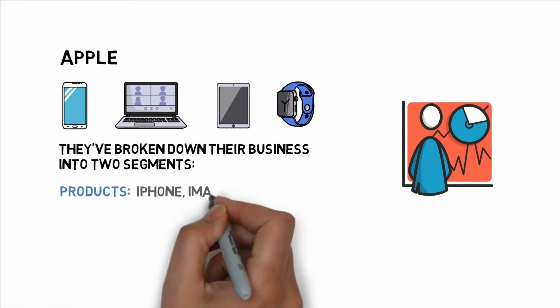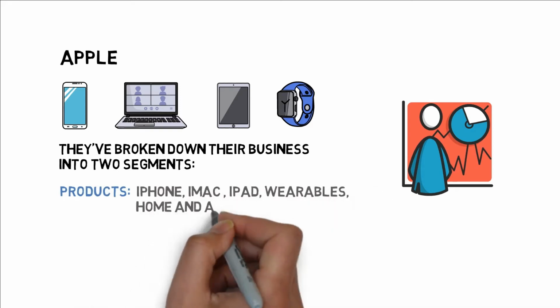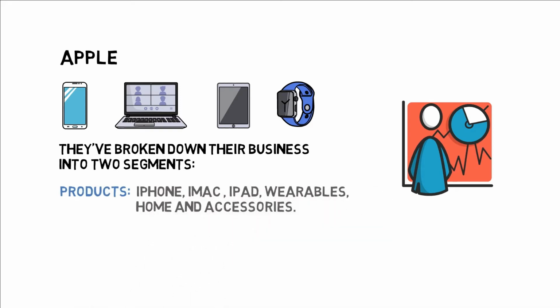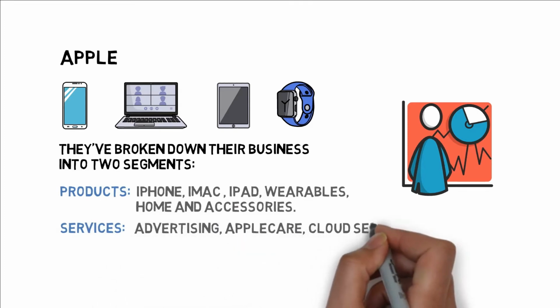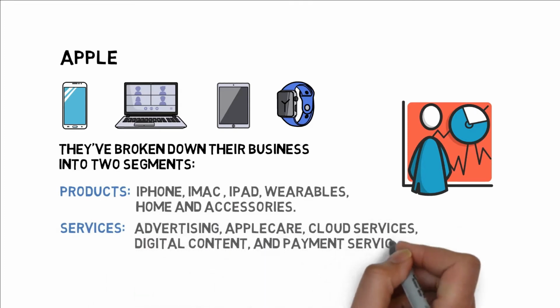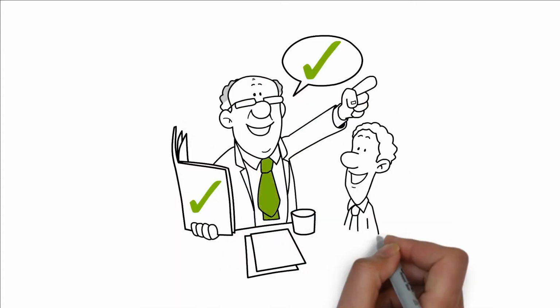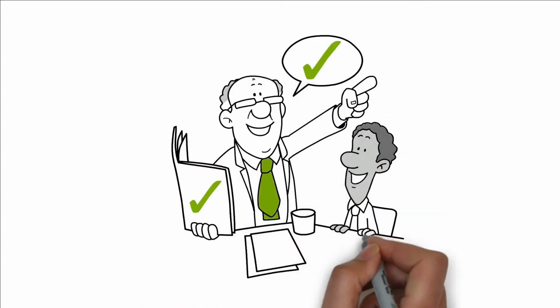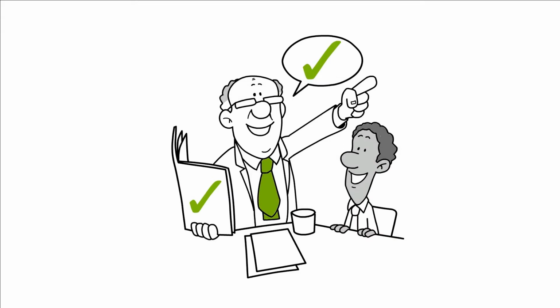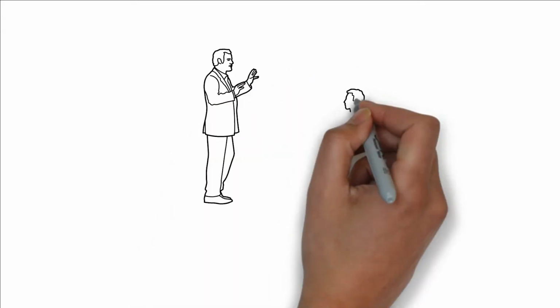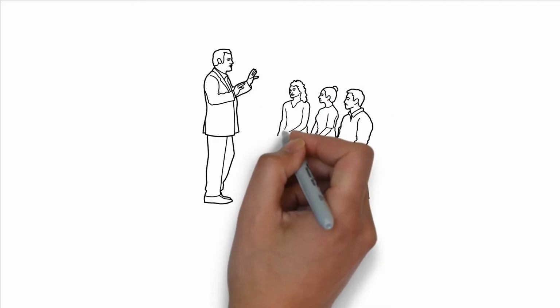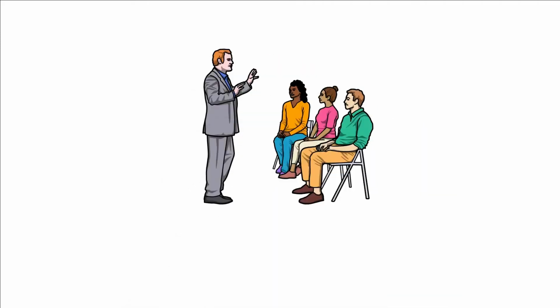Products, this includes iPhone, iMac, iPad, wearables, home and accessories, and services. This includes advertising, AppleCare, cloud services, digital content, and payment services. This presentation quickly gives us a better understanding of the business so that we can all understand it better. In general, we'd like to see management make an effort to explain the business to investors.